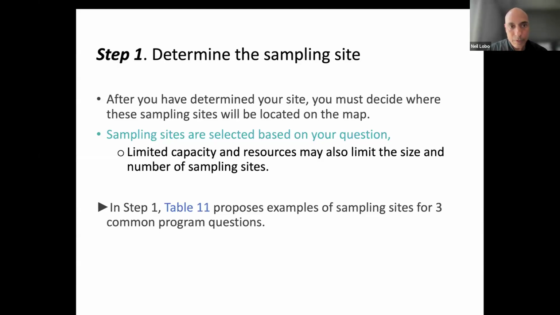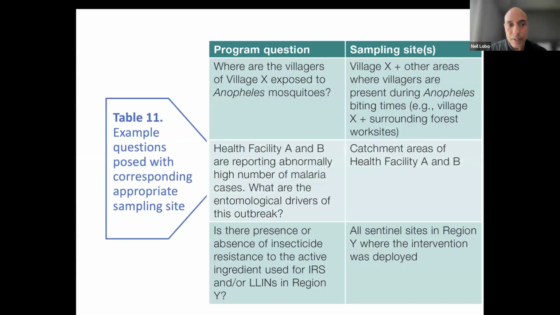Here's an example on table 11. These are example questions with corresponding appropriate sampling sites. So let's say a question is: where are the villagers in village X, let's say the name of the village is X, where are they exposed to Anopheles mosquitoes? Now, we don't know where they're being exposed, so we probably want to have sampling sites in village X, plus other areas where villagers are present during Anopheles biting times, right?